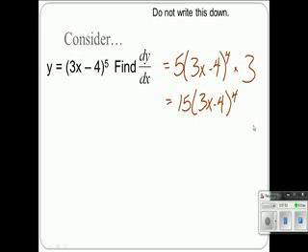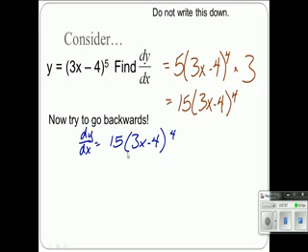Now the challenge is, what if I wanted to go backwards? I'm given 15 times (3x minus 4) to the 4th, and I want to go backwards. I want to integrate to end up with (3x minus 4) to the 5th.